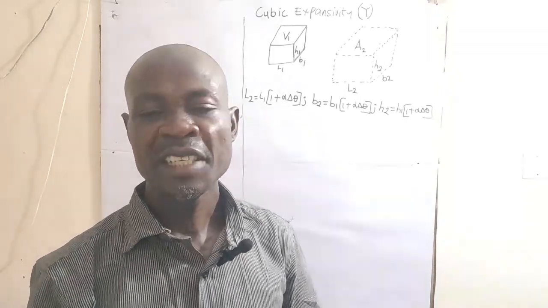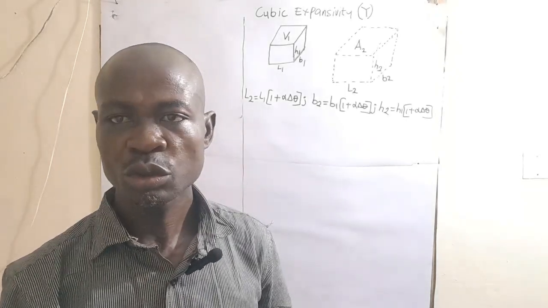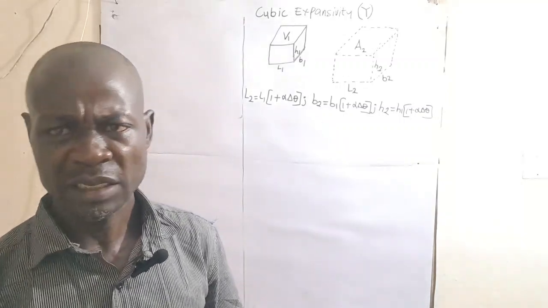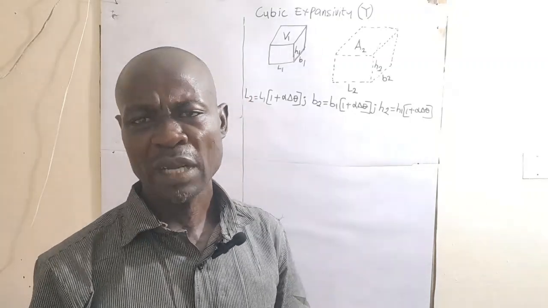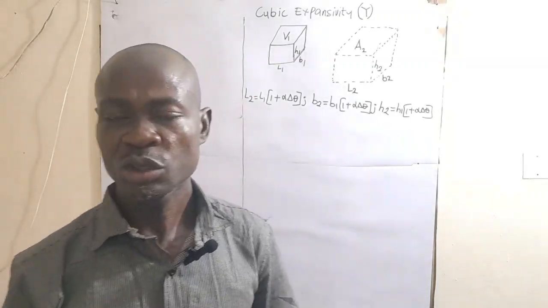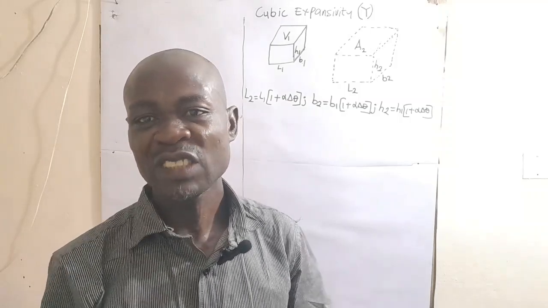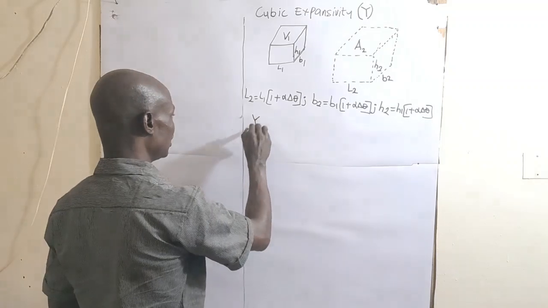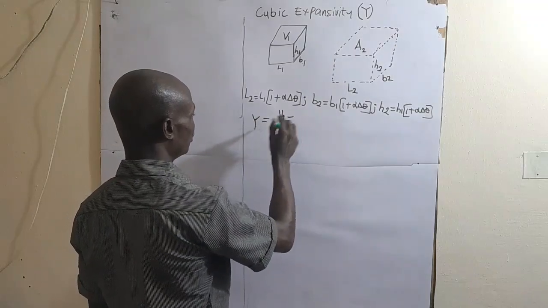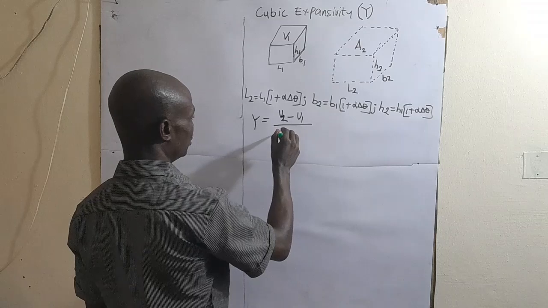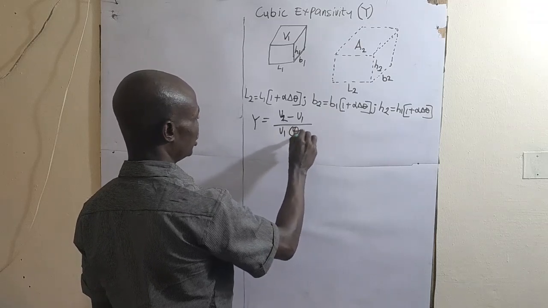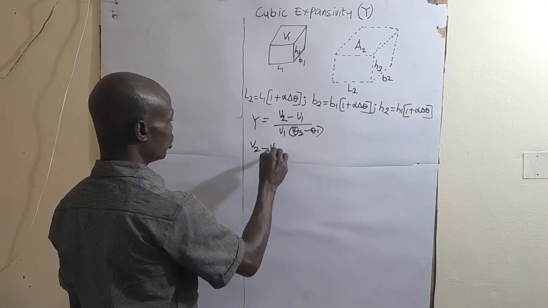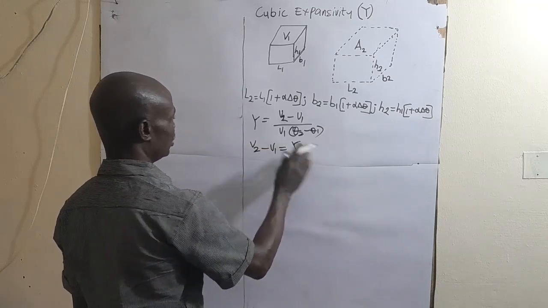So in relating linear expansivity with cubic expansivity, we are going to follow the same method we used during our expansivity. It's just to multiply out and then we have our results. Here, the cubic expansivity is the increase in volume per unit volume per degree rise in temperature, which is V2 minus V1 all over V1 bracket change in theta.